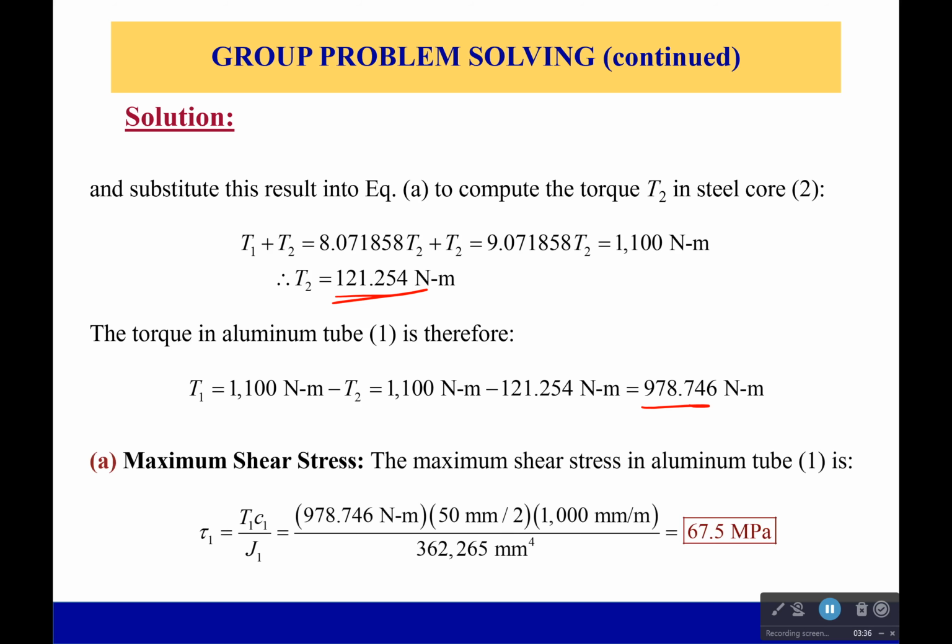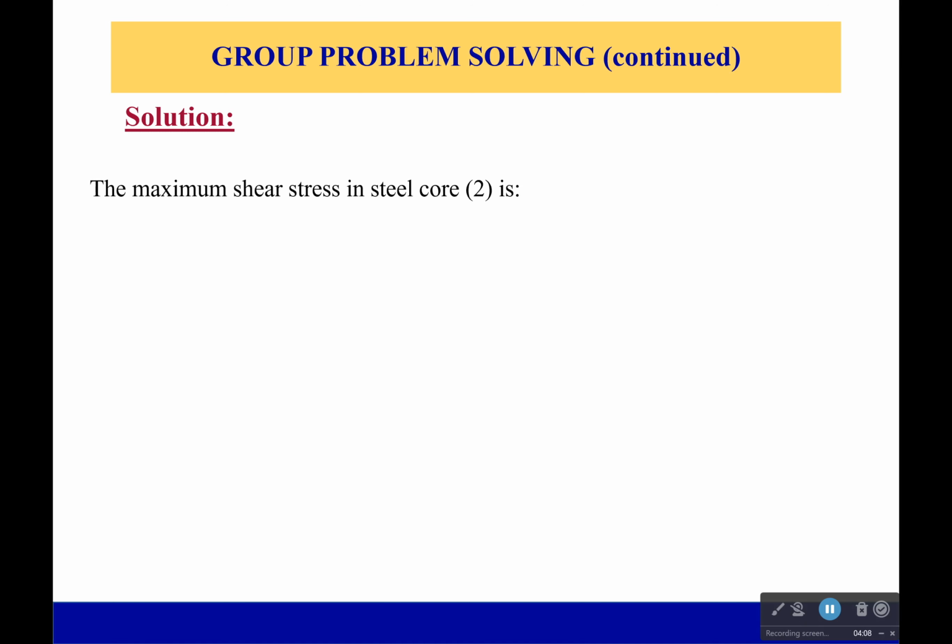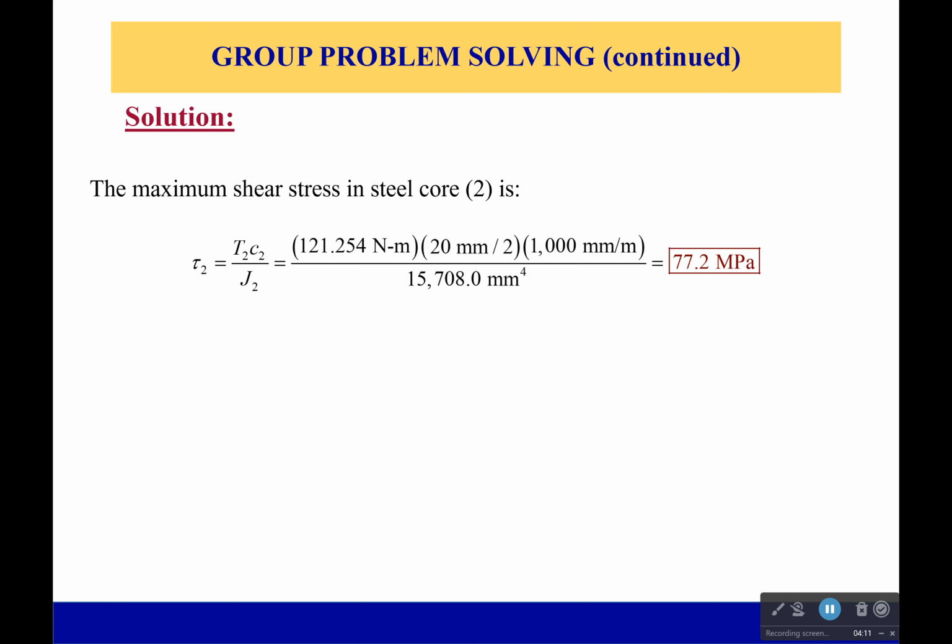The shear stress in the aluminum tube will be at the outer edge, which we have to make sure we convert to radius from diameter. And I'm using that handy calculation where 1 newton per millimeter squared is equal to 1 megapascal. I know I say this every single time, but I want to keep saying it because it's extremely helpful and I don't want you to forget. With all that multiplied together, the maximum shear stress in the aluminum tube is 67.5 megapascals. And for the steel core, it'll be 77.2 megapascals.